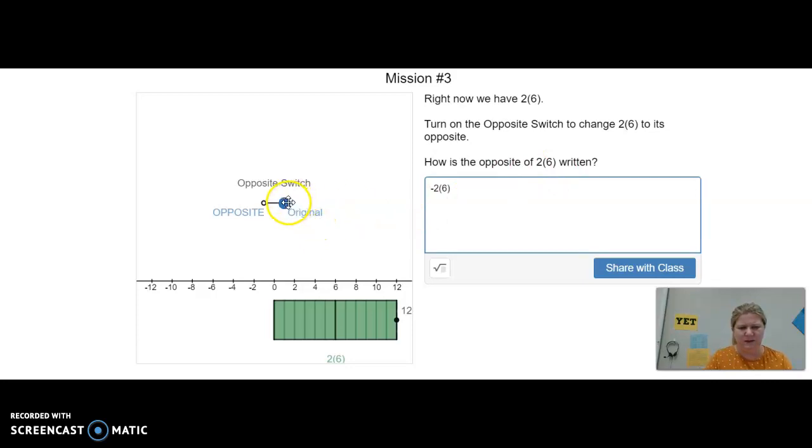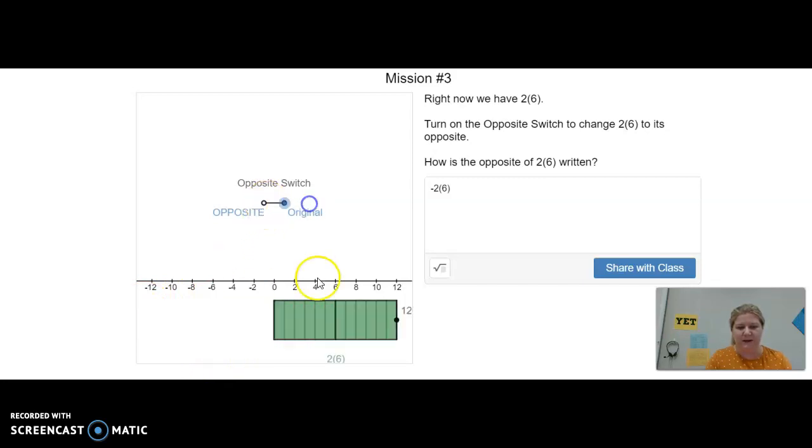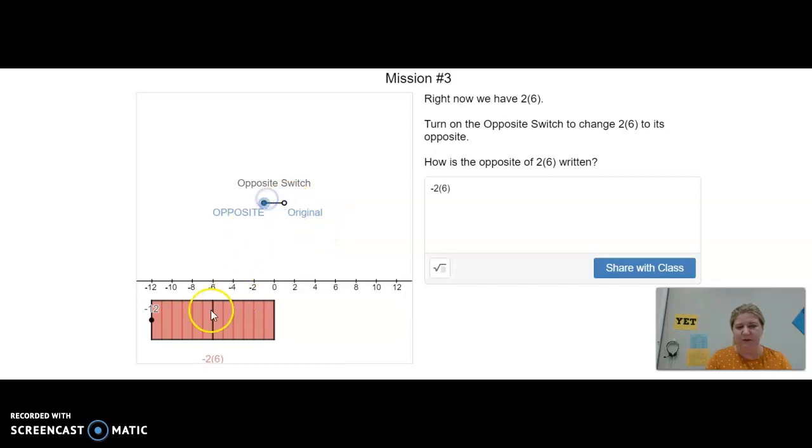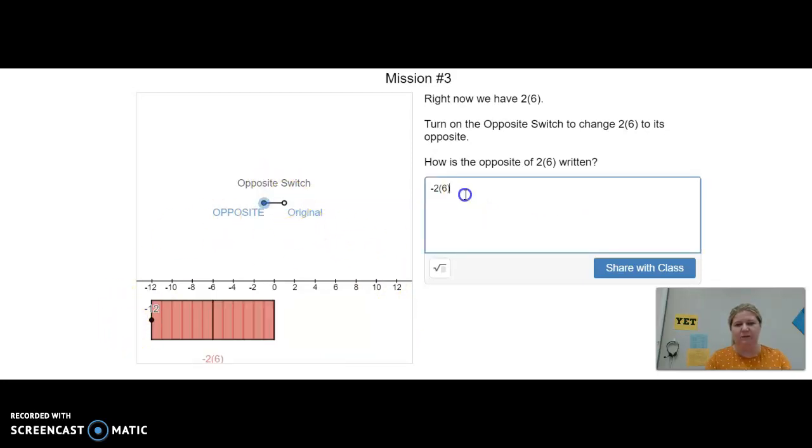So let's see what it looks like. The opposite of 2, this is what I think, the opposite of 2 groups of 6. Let's see. Opposite of 2 groups of 6. So let's look at that. There's the original. Okay. But the opposite of it, or when I multiply by -1, the original product was 12. The opposite product is -12.